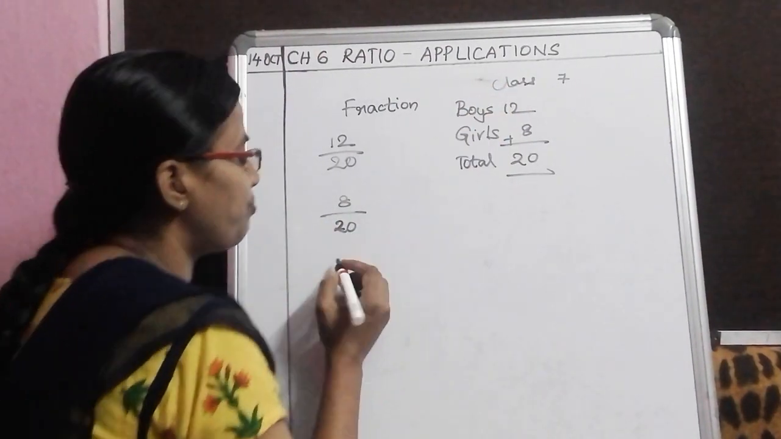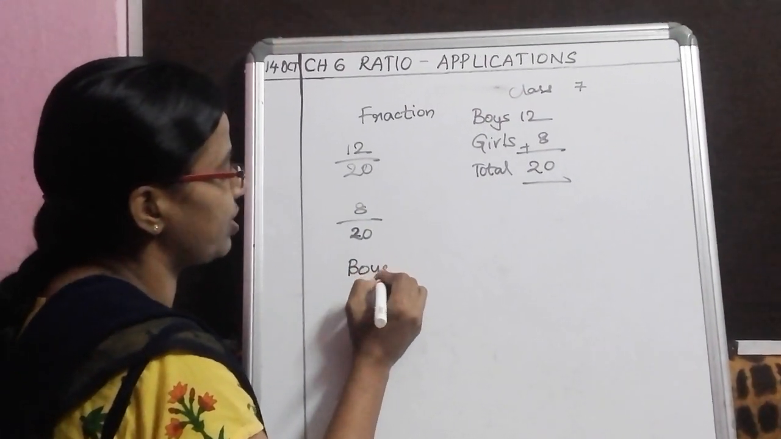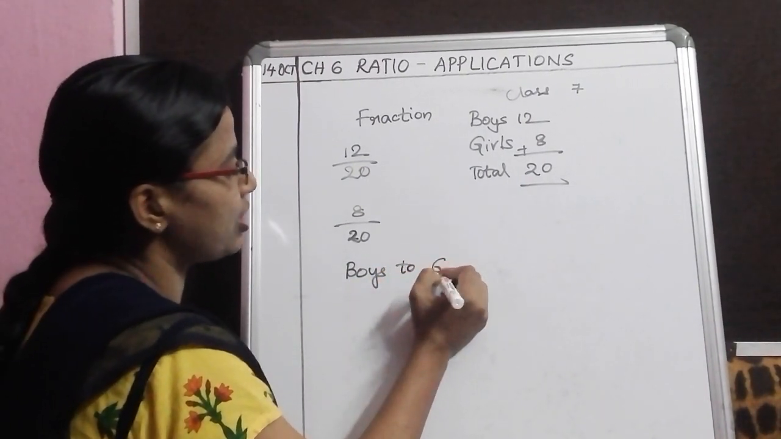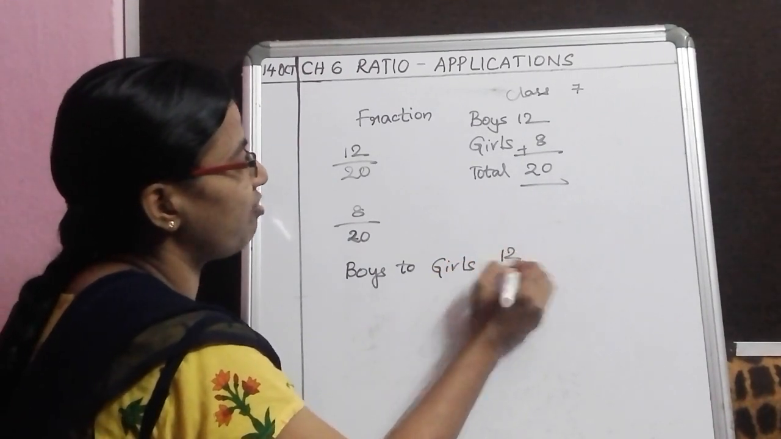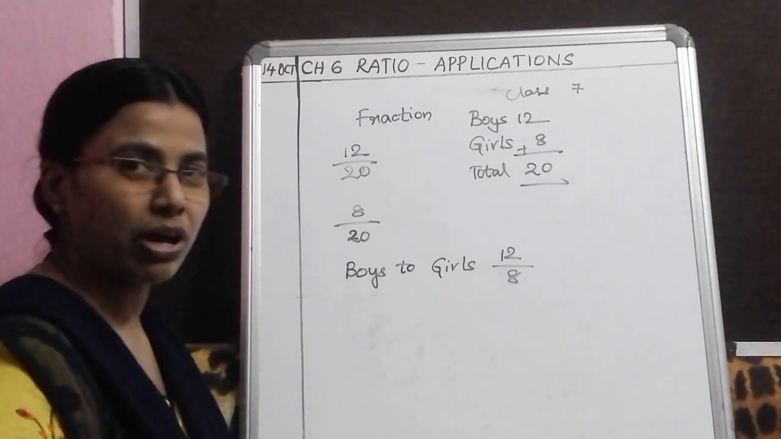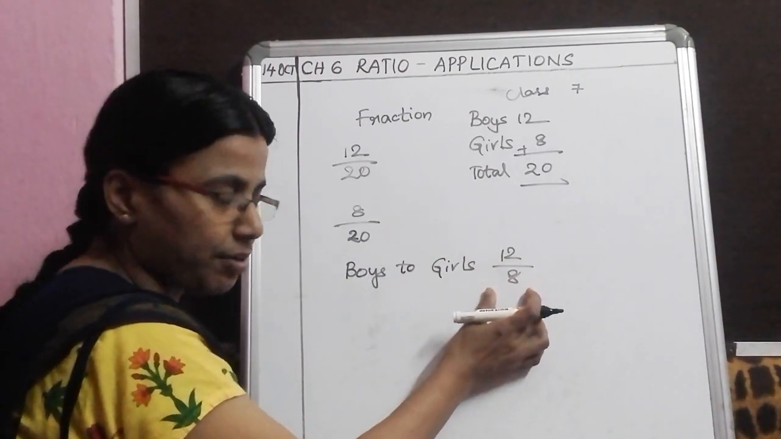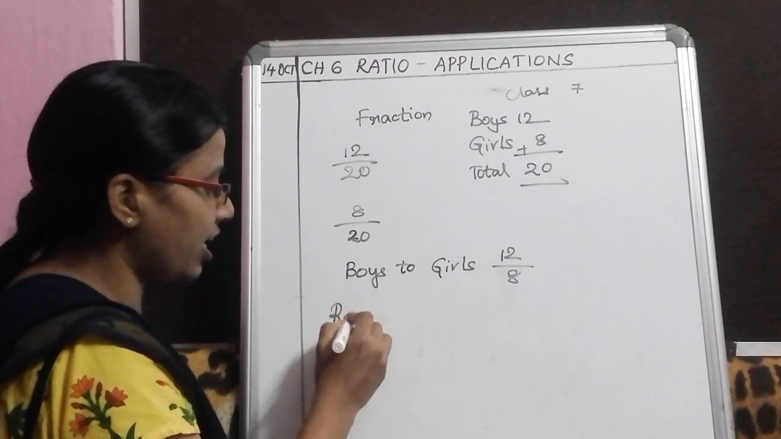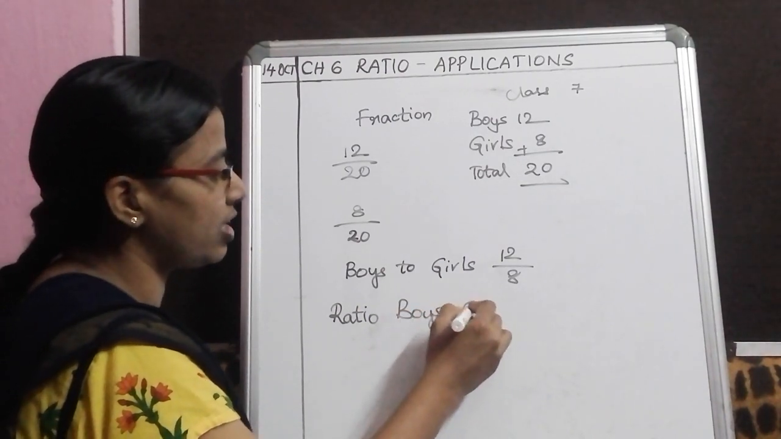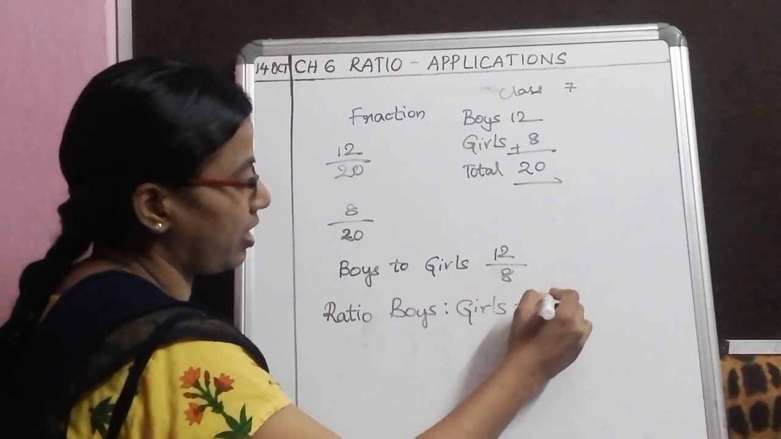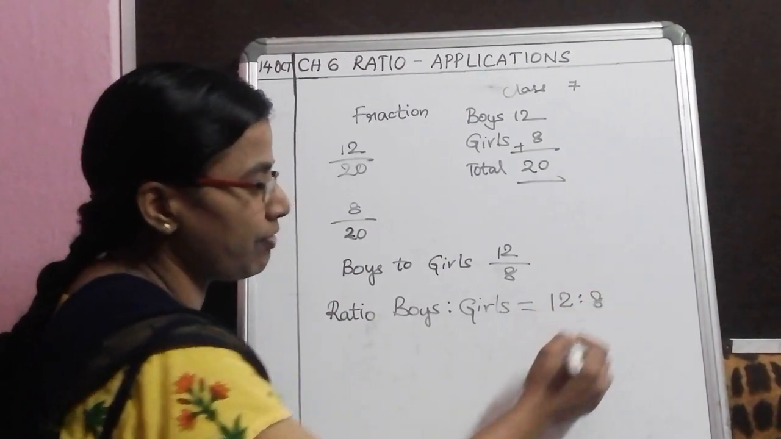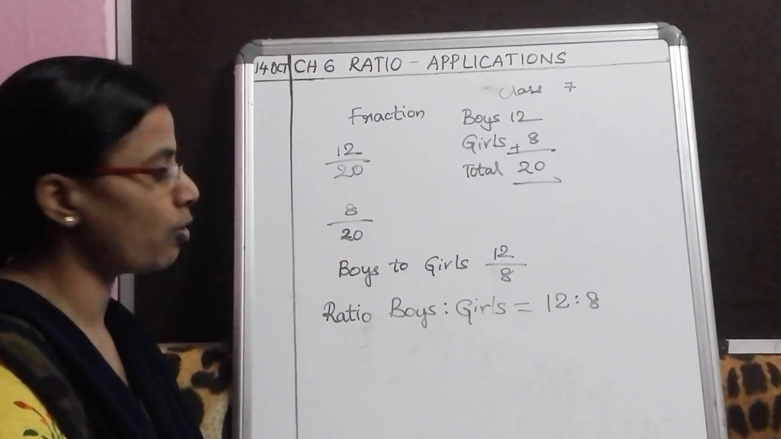So if I want to find out the fraction of boys to girls, it is 12 by 8. That means 8 is the total number of parts and you need to take 12, and it is not making any sense here. But if you take a ratio of boys to girls, you can write it as 12 is to 8. You can simplify this part and find out the simplest form of that.